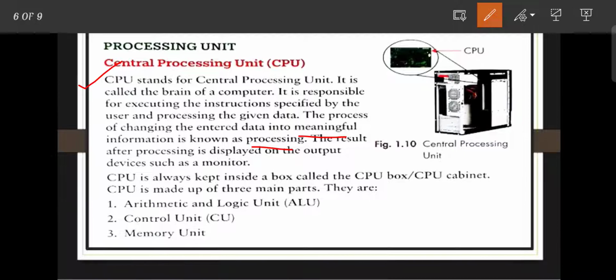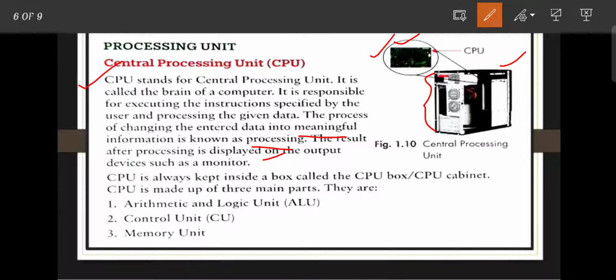So processing means the process of changing the entered data into meaningful information, and the result after processing is displayed on the output devices such as the monitor. This is the main part of the CPU. CPU means a silicon chip, and the CPU is always kept inside a box called the CPU cabinet, or the box. This is the cabinet or box.